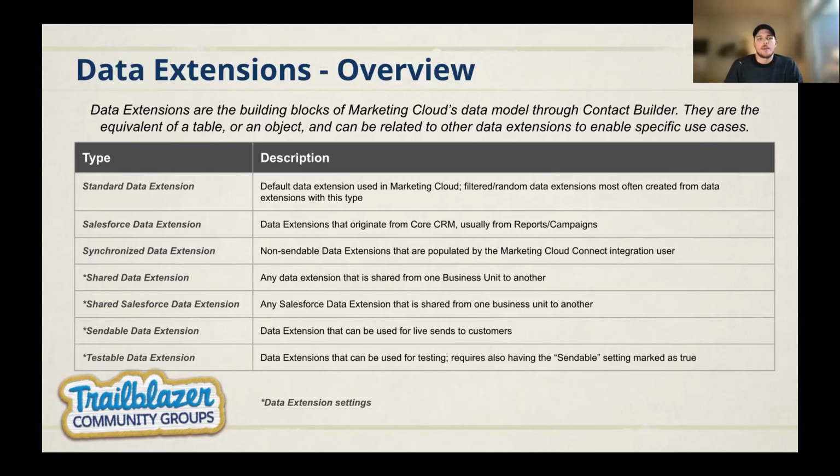So some of these types of data extensions that we use as these building blocks or Legos are first and foremost the standard good old data extension, which is the default type that's used in Marketing Cloud. This is from which we build filtered or random data extensions, and really just the bread and butter of what you're probably going to use most of the time within Marketing Cloud.